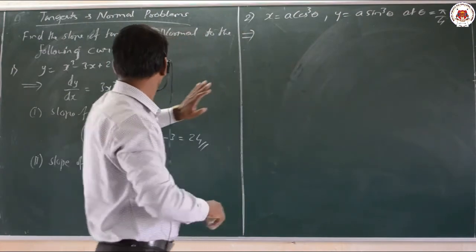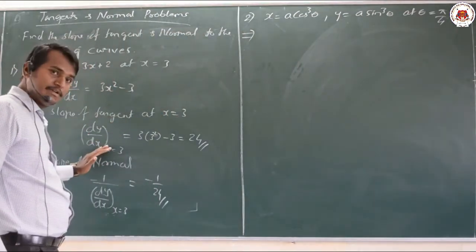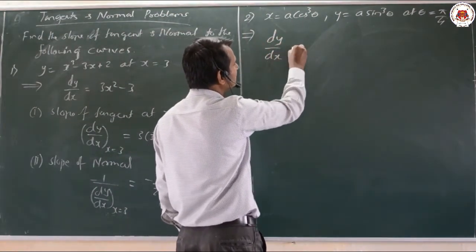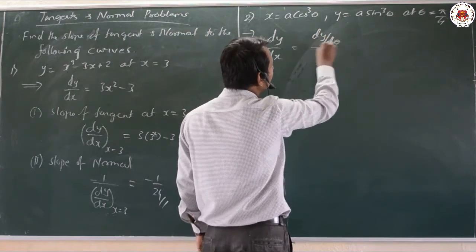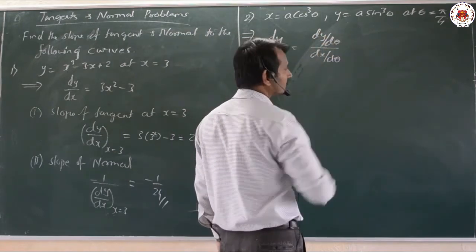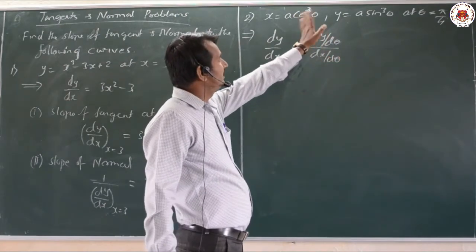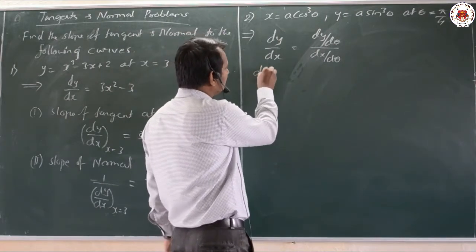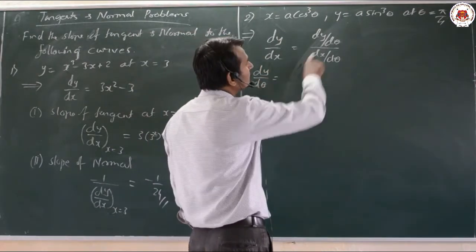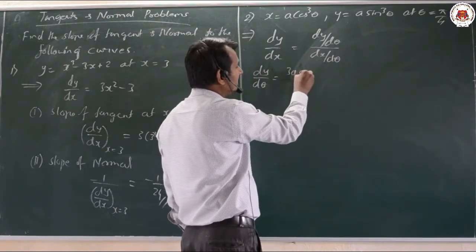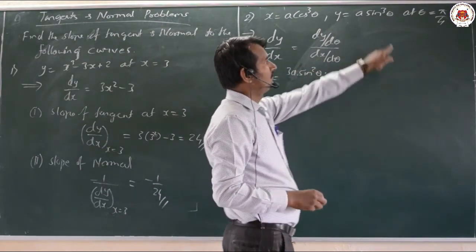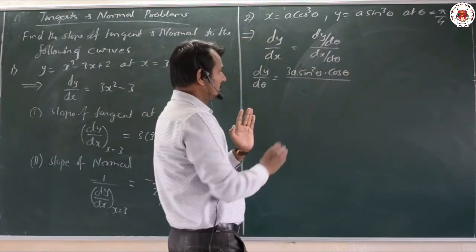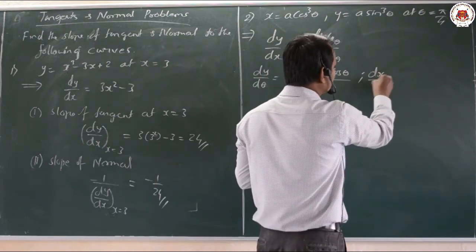If I require the slope of the tangent, I require to find dy by dx. So here dy by dx is equal to dy by d theta whole divided by dx by d theta. That means I require to find dy by d theta and dx by d theta separately first of all. So dy by d theta for a sin cube theta, the differentiation is 3a sin square theta, and further differentiation of sin becomes cos theta.